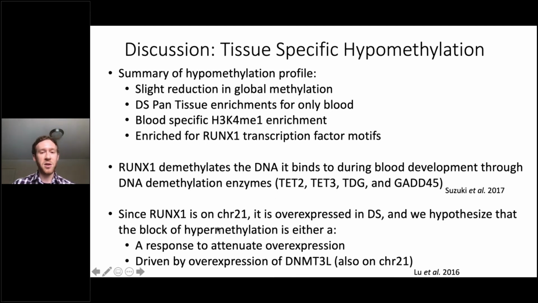And because RUNX1 is on chromosome 21 and is overexpressed, we're hypothesizing that this block of hypomethylation we're seeing is either a response to attenuate the overexpression that's demethylating a lot of the genome, or it could also be driven by overexpression of DNA methyltransferase 3L, which is also on chromosome 21 and is something we're actively exploring now.